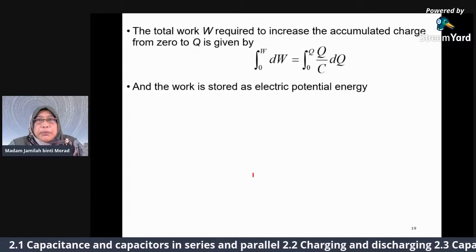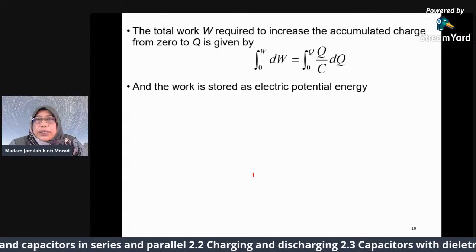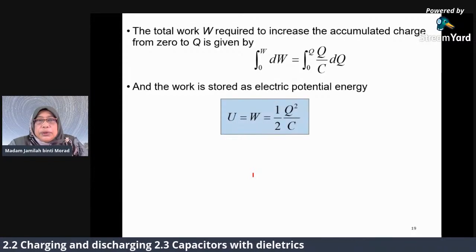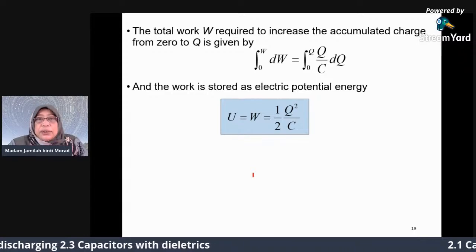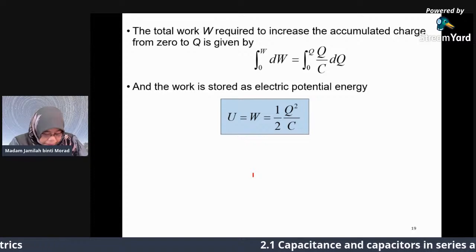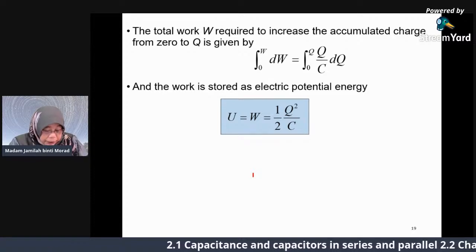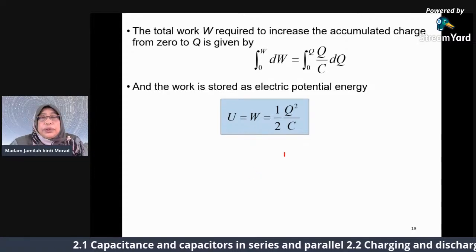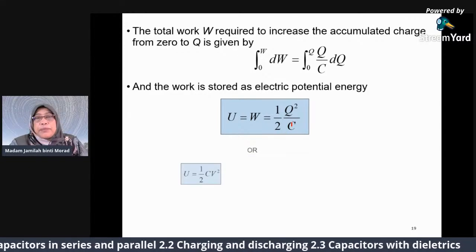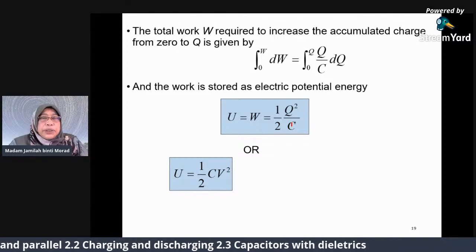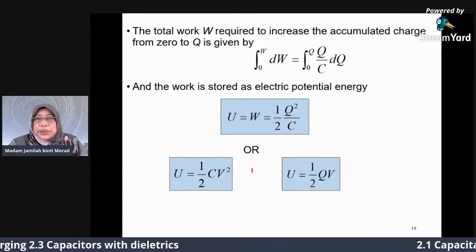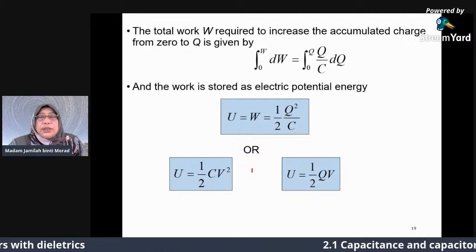So work is done by the battery. The work required to increase the accumulated charge from 0 to Q gives the equation used to calculate the energy stored in a capacitor. Basically, you have three equations here. The first one is half Q squared over C, or you can use half CV squared, and then you have one more equation, half QV.